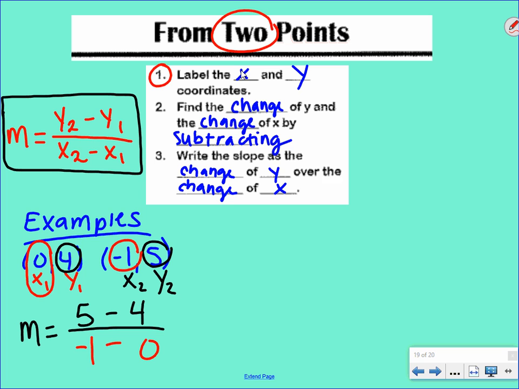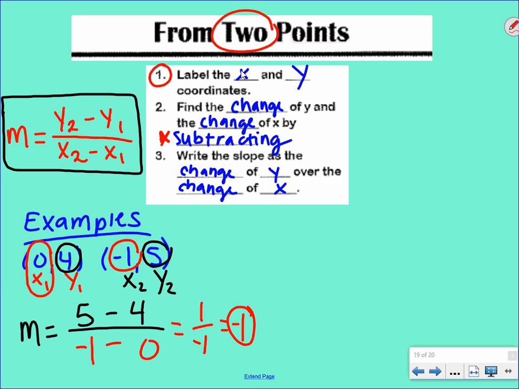Now we just have to do our subtraction. 5 minus 4 equals 1 over -1 minus 0, which is -1. So our slope is 1 over -1, which we can reduce to just -1. That would be our slope of those 2 points.